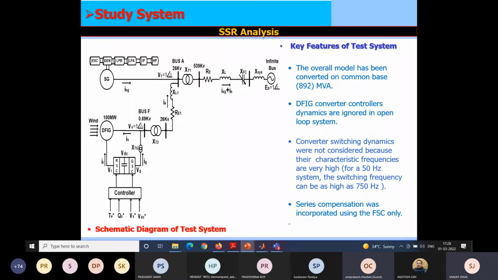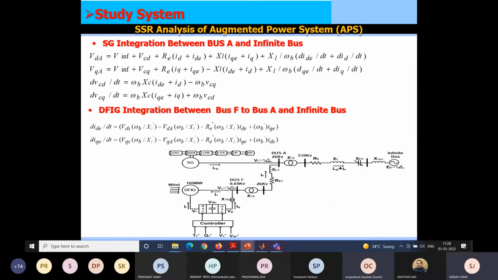Converter switching, of course, they are not there, controllers are not there, right? So converter switching dynamics were not considered because the switching is at much higher frequency than the 50 Hz, so it's not likely to affect. And series compensation was using fixed series capacitor only. These are the detailed equations which I will not look into.